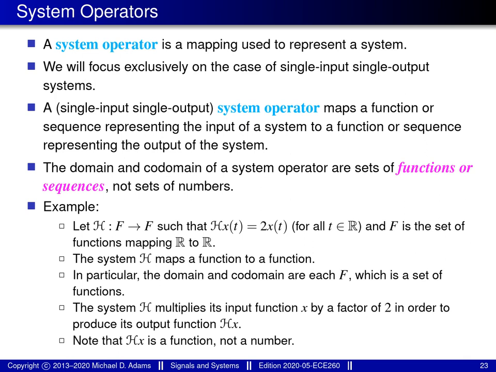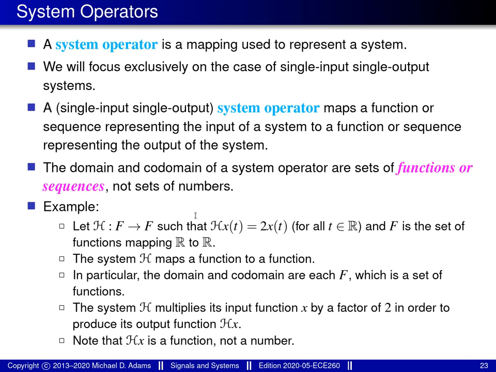So a single input, single output system operator maps a function or sequence, which represents the input to the system, to another function or sequence, which represents the output of the system. Now, unlike the case of functions or sequences, system operators do not map numbers to numbers. Rather, a system operator maps functions or sequences to functions or sequences. In other words, system operators deal in functions and sequences, not numbers.